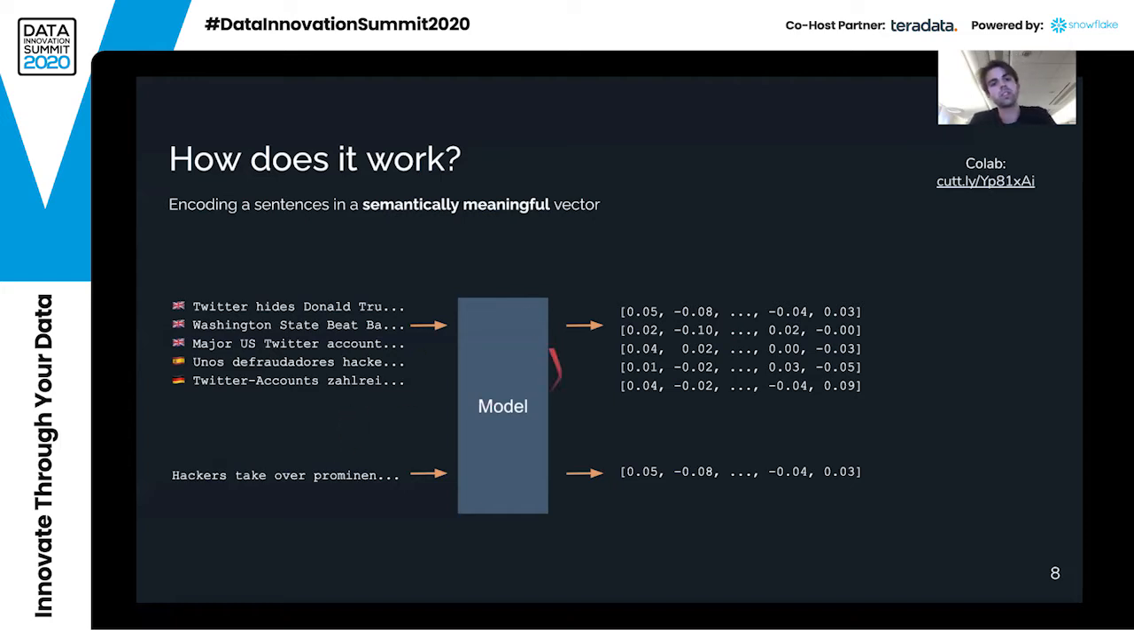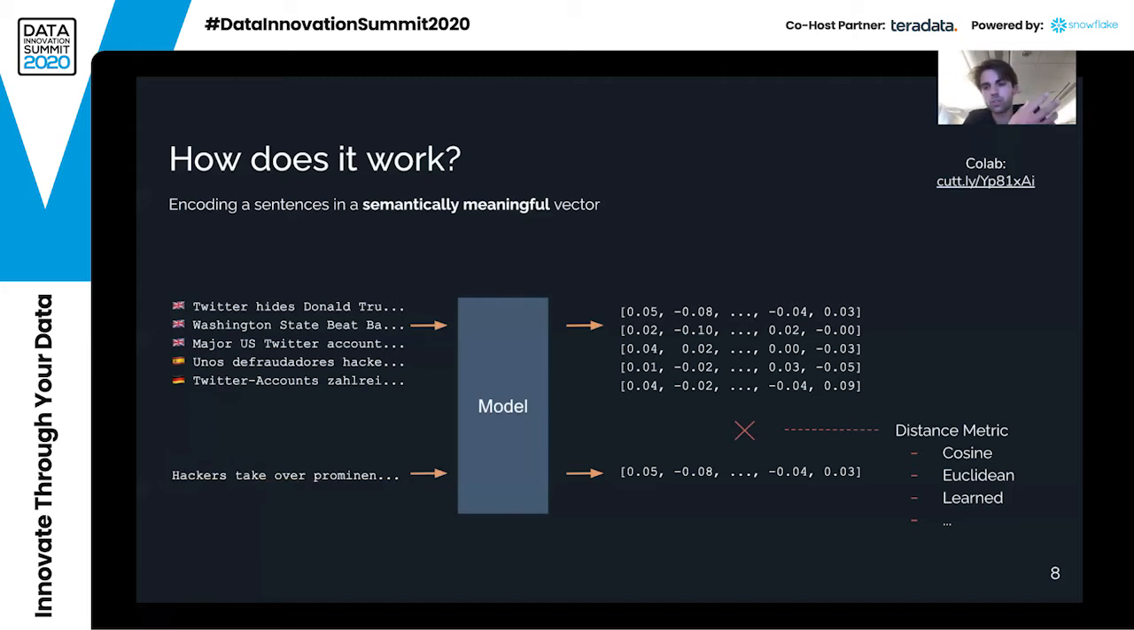So once we encoded the news headlines we're interested in searching, let's say that is all the news headlines we collected, we also do the same thing to our query, and then we can see which one is the closest one to our query. And we do that usually through some distance metric.